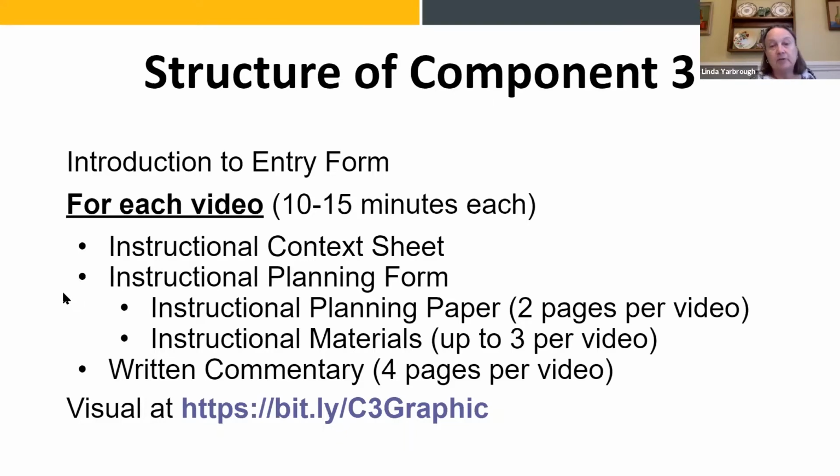And finally, you'll have a written commentary of 4 pages for each video. And that's not really very much space to analyze each video, just 4 pages. So you're really going to have to put some thought into that and think about doing it in a concise manner. And Andrea's going to give you some good tips for that later on. If you're more of a visual person like I am, there's a link to a graphic at the bottom of the slide that presents that same information in graphic form.